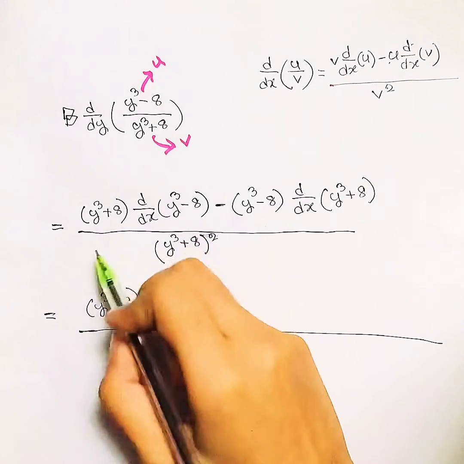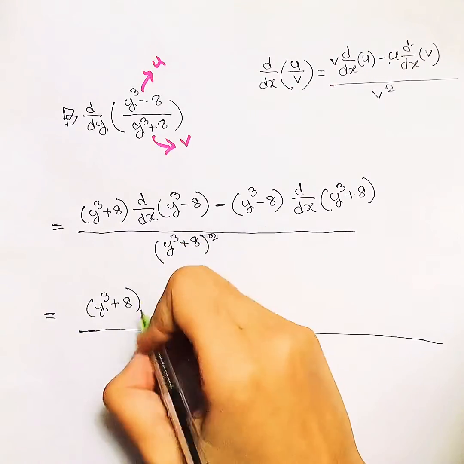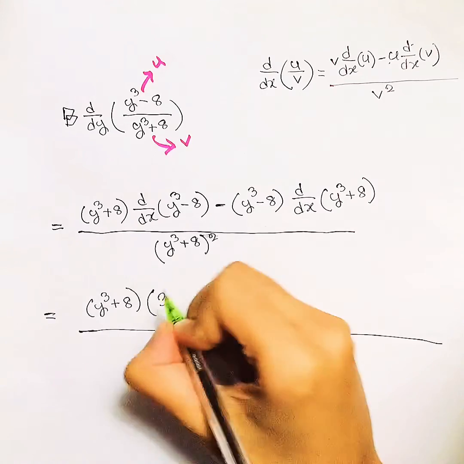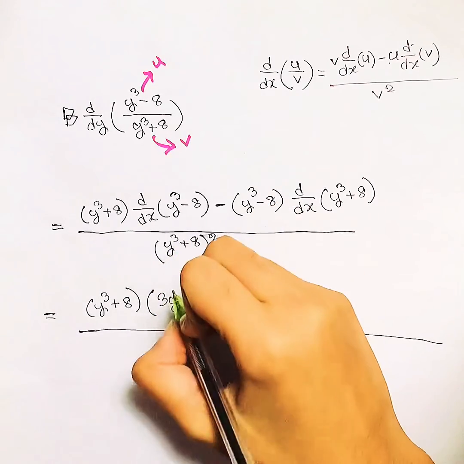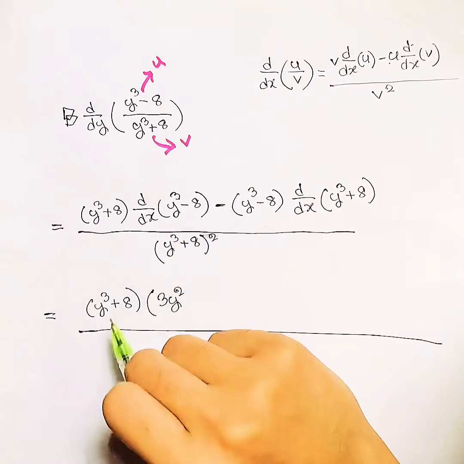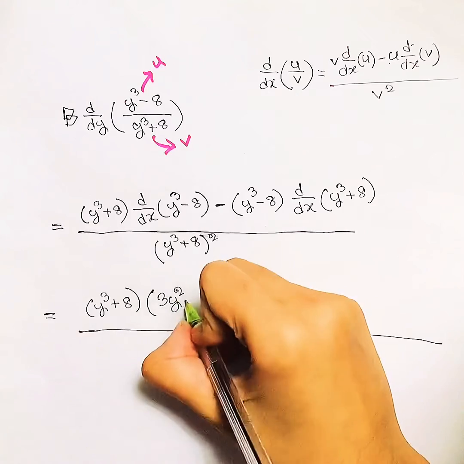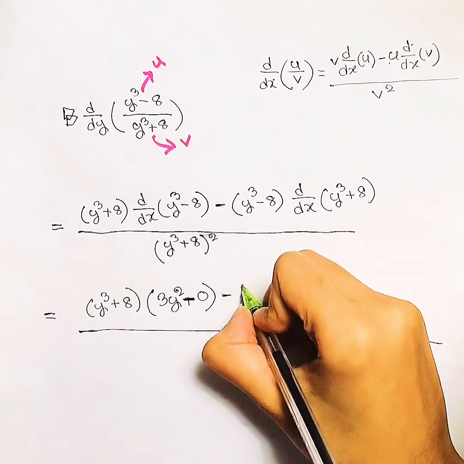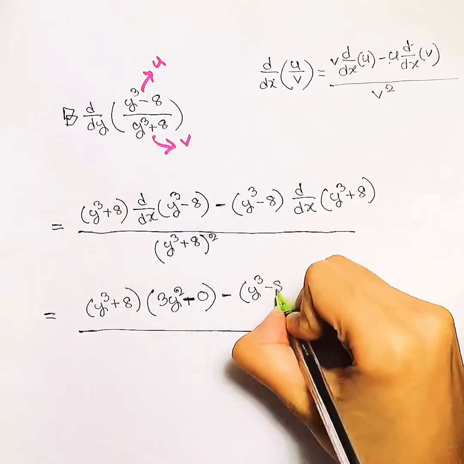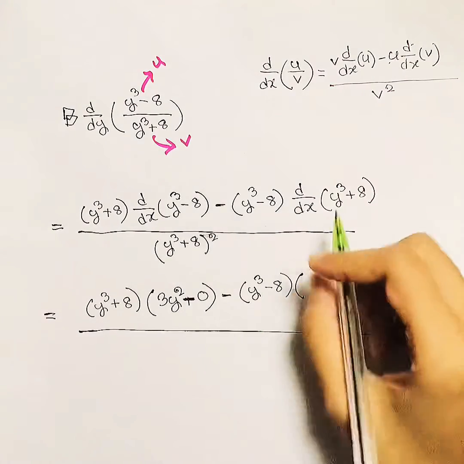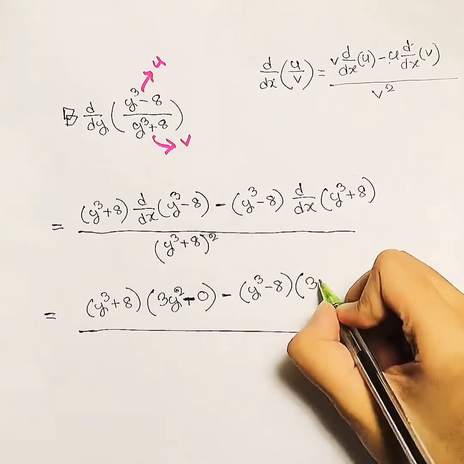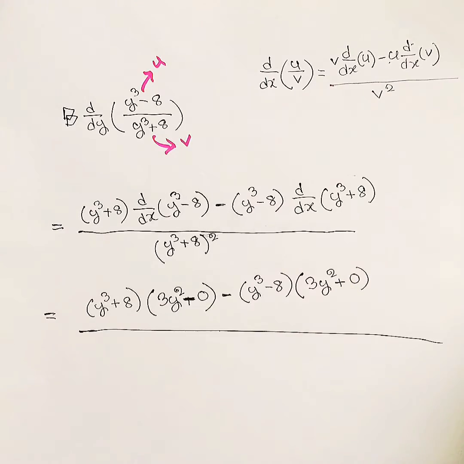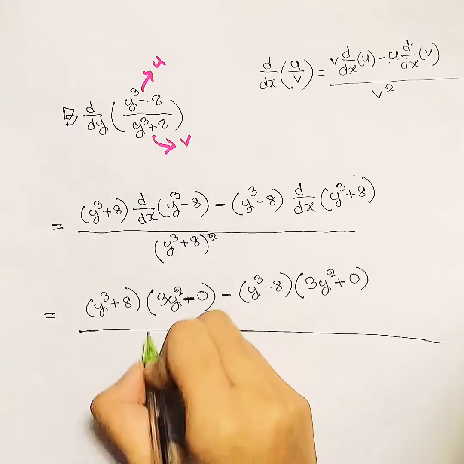In the next line the y cube plus 8 remains as it is, and if I differentiate this part, the 3 will come forward and the power of y will reduce by 1, so it becomes 3y square, and as we know the differentiation of a constant is 0, it gives us 0. Then the negative sign, then again the y cube minus 8 will remain as it is, and if I differentiate this part, I will have the same answer, 3y square plus 0.